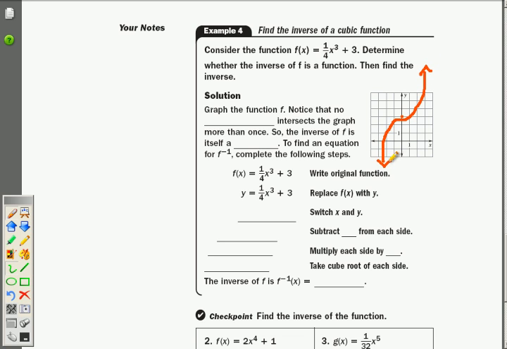All right. And notice that there's no horizontal line that could intersect it more than once. It passes the horizontal line test. So the inverse of f itself is a function, and whatever we get for an inverse of it, it is a function. To find the equation f inverse, complete the following steps.